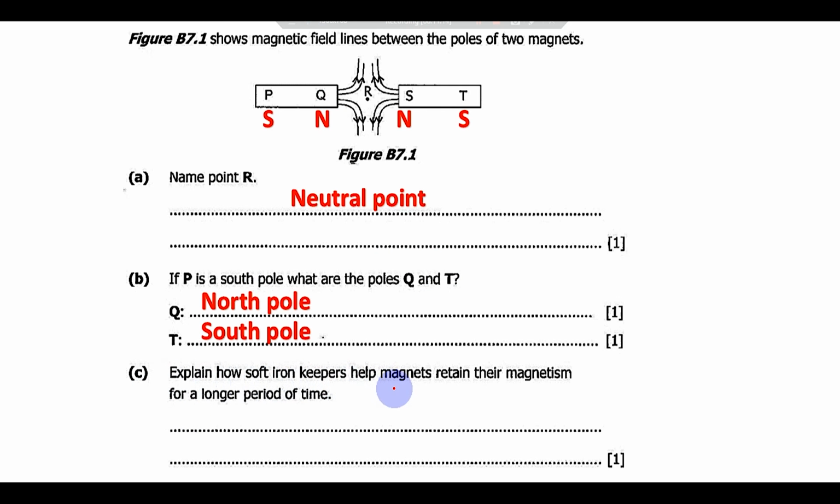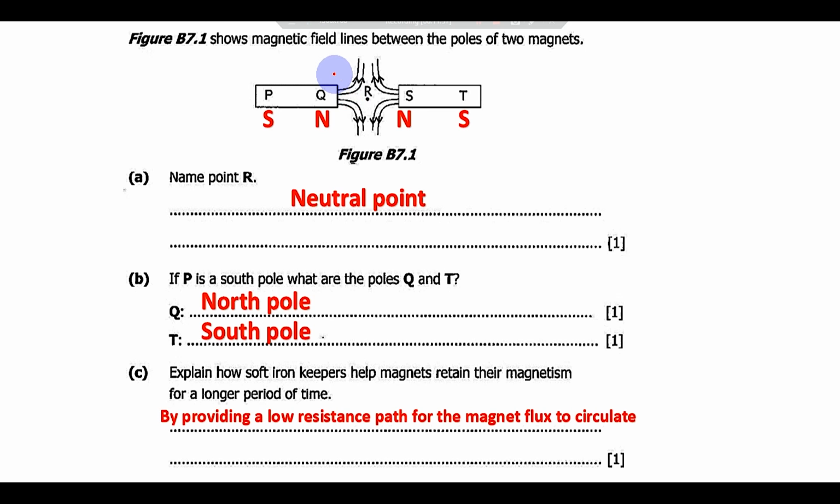Question C. Explain how soft iron keepers help magnets retain their magnetism for a longer period of time. Looking at the behavior of the magnetic field on a magnet, even just from the diagram, you'd see that the field lines want to spread out to the environment. That spreading out to the environment is what we call leakage. If there's leakage in the magnetic field, it means your magnet will easily lose its ability to attract after a long period of time. So the iron keepers are there to reduce that spreading to the environment.